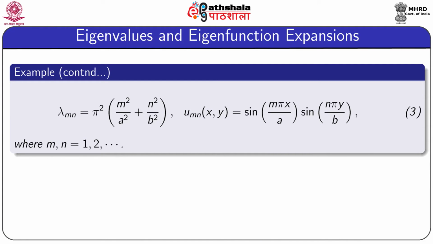Now, the values of lambda are given by lambda_mn. Lambda now depends on two integers m and n. That is why we use the suffix mn. So lambda_mn equals pi square into m square by a square plus n square by b square, and the solution, or the eigenfunction, we obtain as u_mn(x,y) equals sine m pi x by a into sine n pi y by b, where m and n are integers 1, 2, and so on.